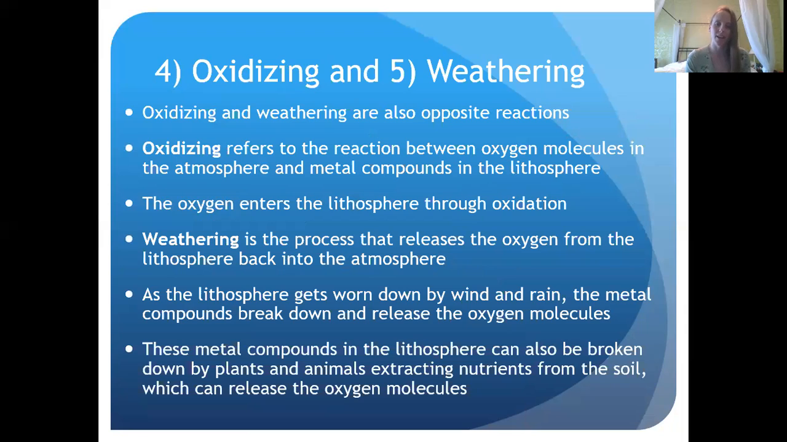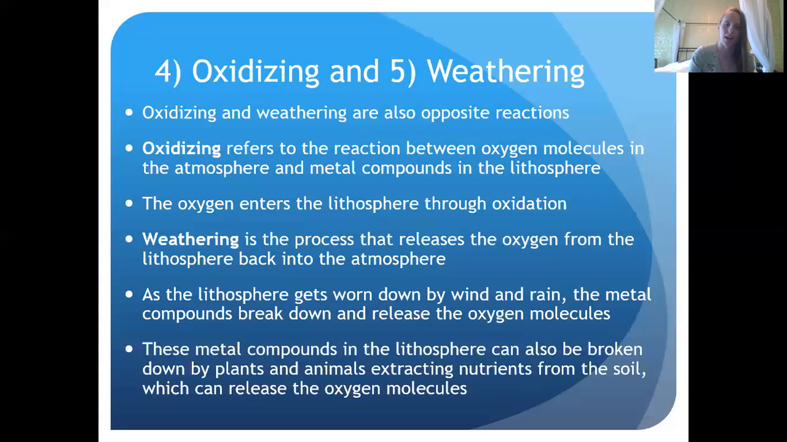Oxidizing and weathering are another pair of opposite reactions. Oxidizing is when oxygen molecules in the atmosphere react with metal compounds in the lithosphere. It's essentially kind of like a rusting process, where the oxygen is going to bind with metals that are in the ground in the lithosphere, and it essentially traps the oxygen in the lithosphere.